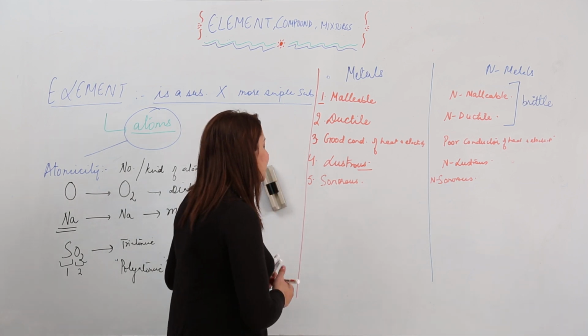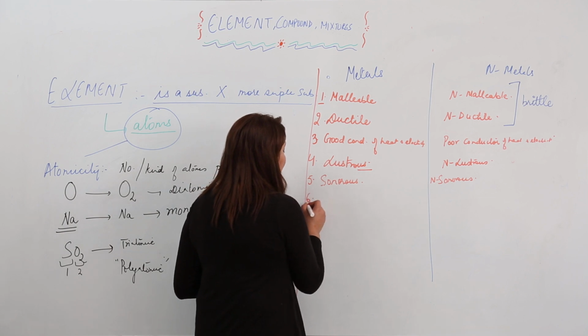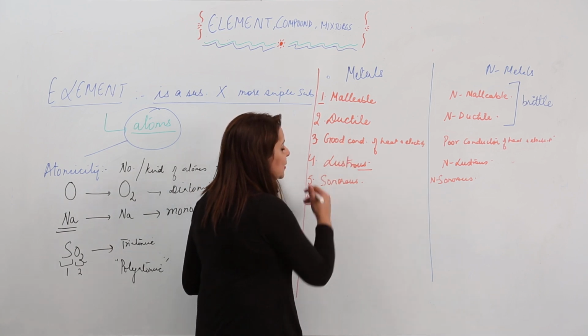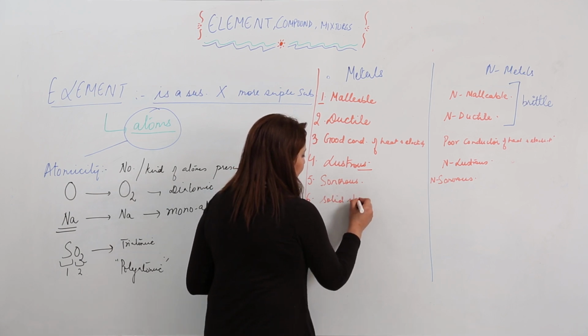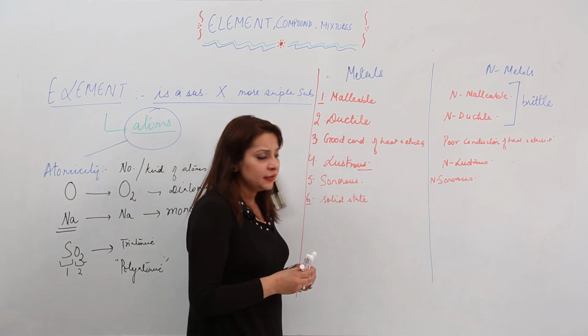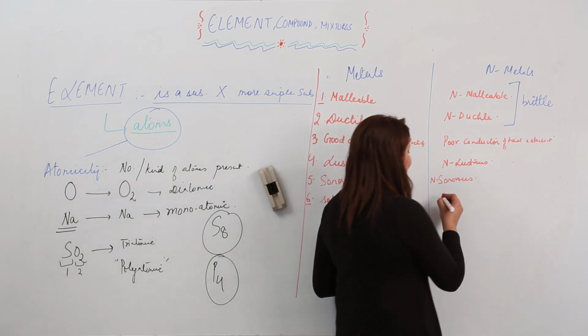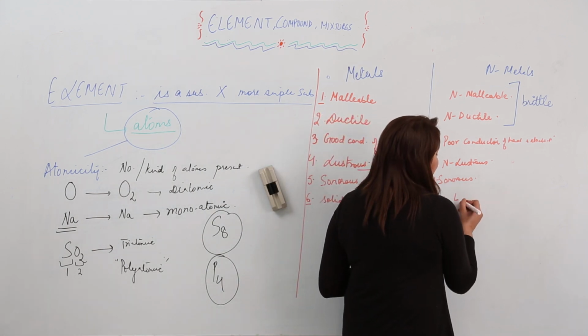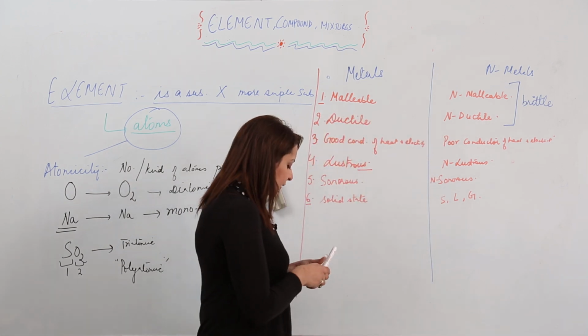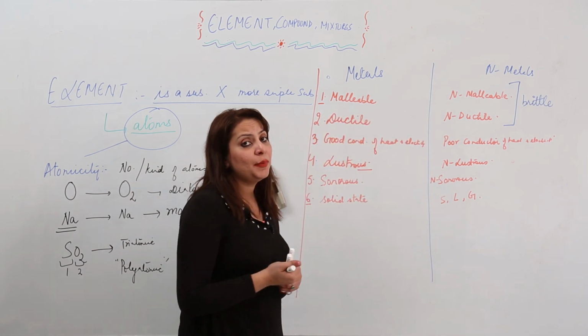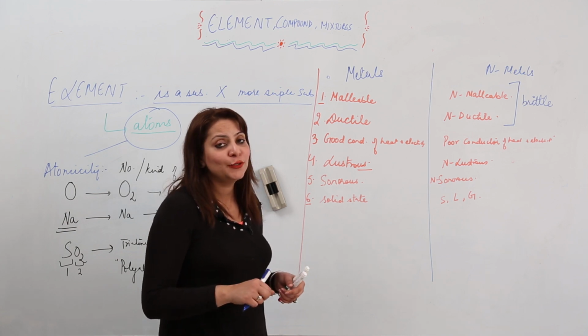The next property we are taking into consideration is how they exist. We have seen that metals usually exist in a solid state, generally. And non-metals exist in any of three kinds of state. They can be solid, liquid, or gas. And if they are solid, that means the particles are tightly packed, so obviously it is going to be hard.